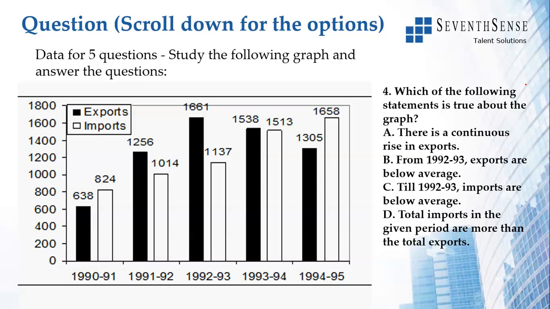Let us look at the options. Which of the following statements is true? There is a continuous rise in exports. From here to here there is a rise, from here to here there is a rise, from here to here there is a fall. Hence this can't be true.